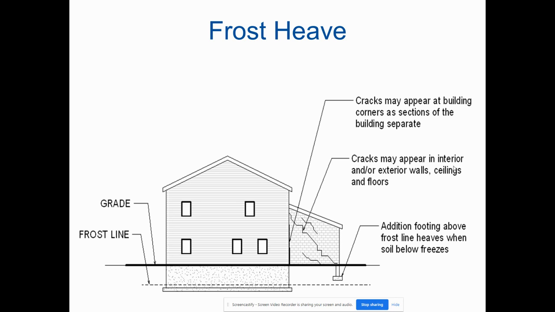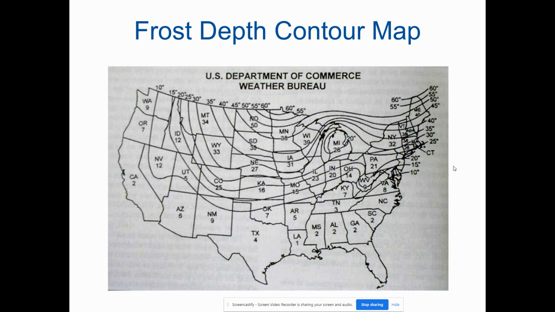As the soil freezes, it's going to push up, and then when it gets warm, it drops back down. That's why there are potholes in roads. It's all due to moisture, frost, and melting. That up and down situation causes that. Here's your frost depth contour.